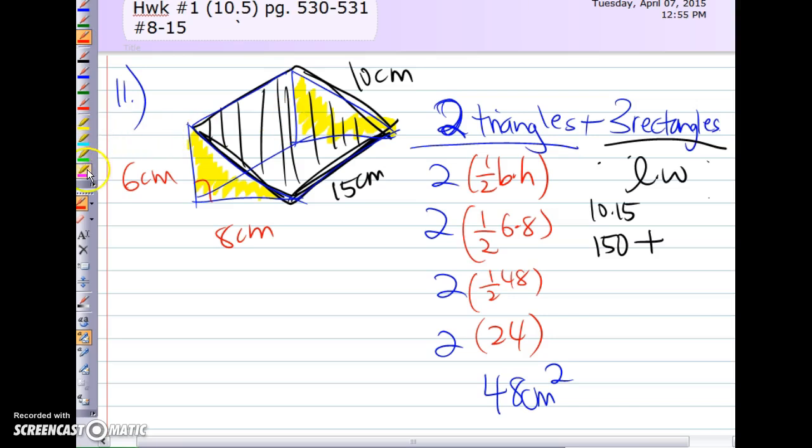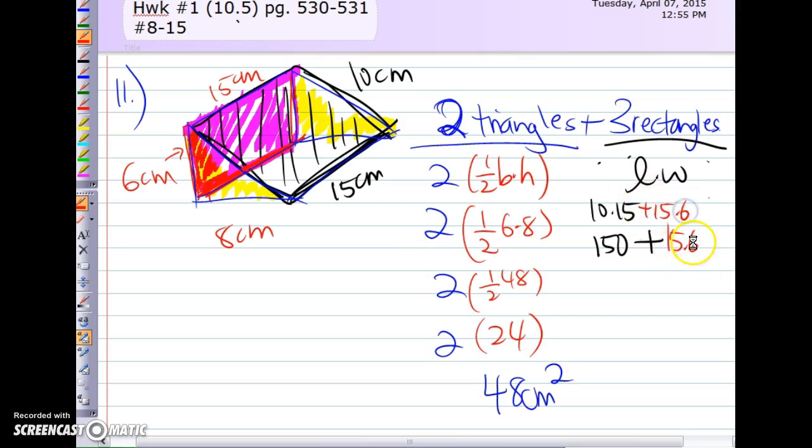Let's take the rectangle that's in the back here. Okay, that rectangle in the back is going to be length, width. So the bottom down here is the same as this length over in the front here, which is 15 centimeters. And then the width is the 6 centimeters indicated here. So it's going to be 15 times 6. 15 times 6 is equal to 90.